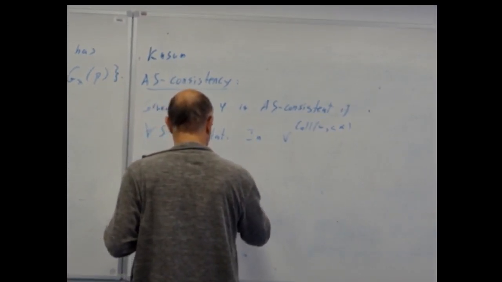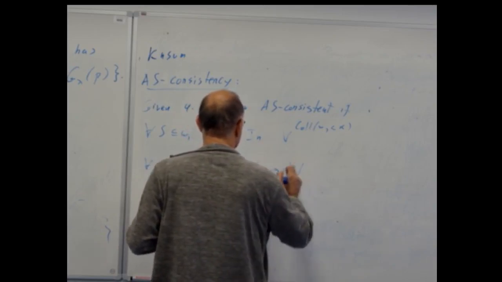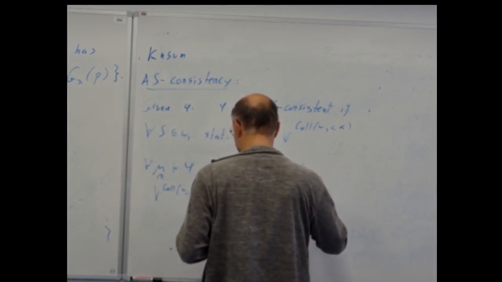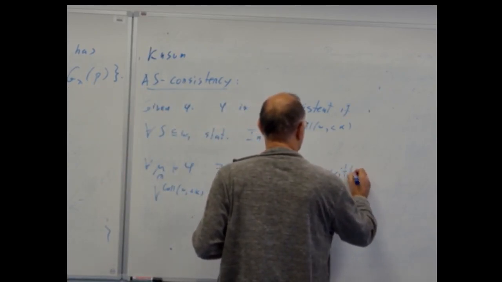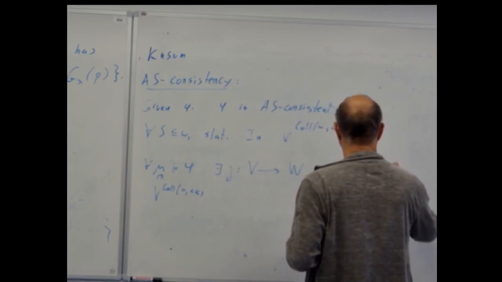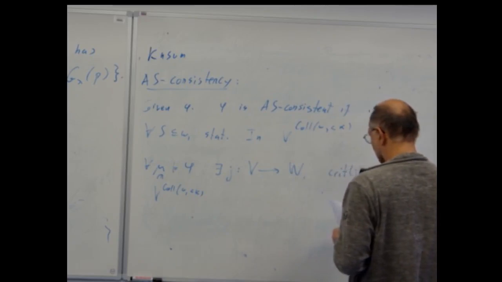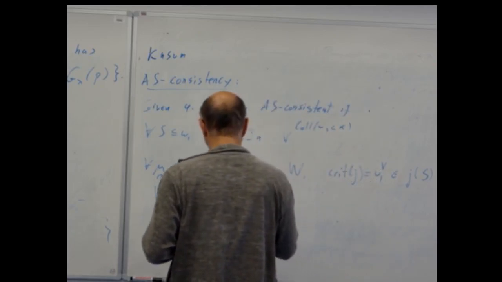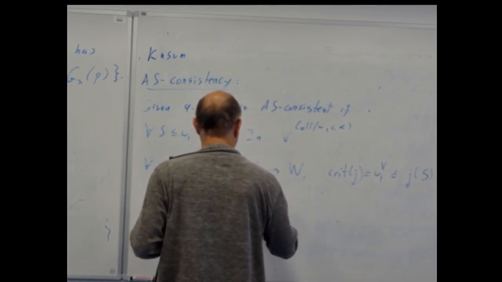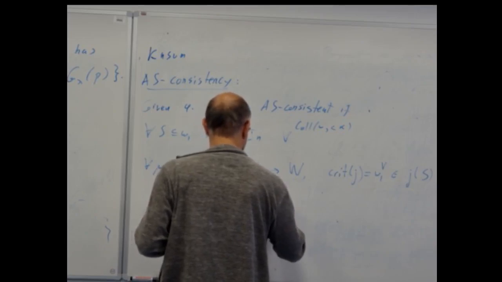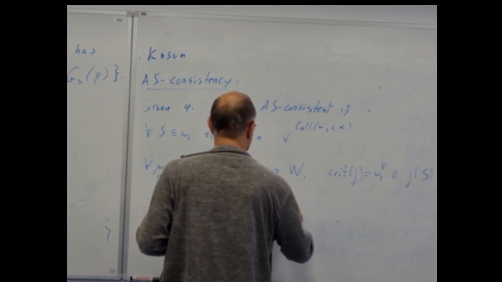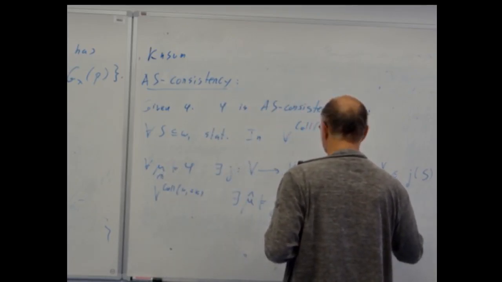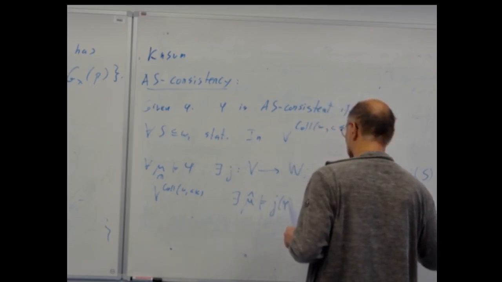there is an elementary embedding J from V into W such that the critical point of J is omega 1 of V, and it belongs to J of S, and there is an M hat that satisfies J of phi such that J image of mu is contained in mu.